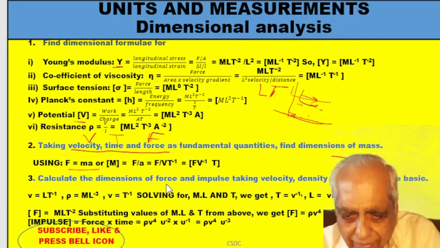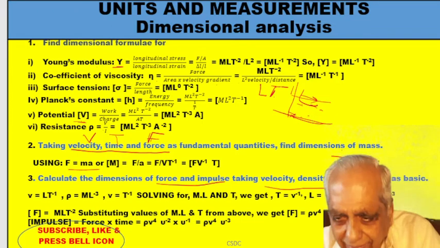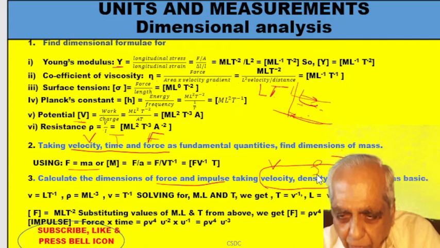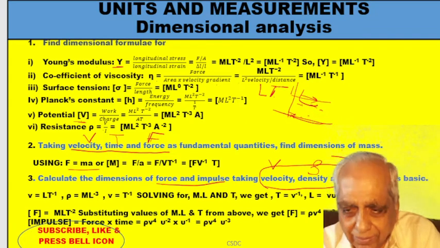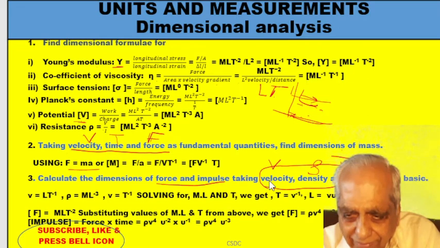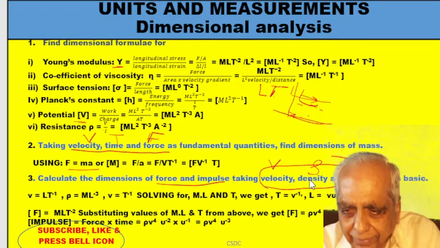Now here it says we have to find the dimension of force and impulse, and velocity, density and frequency are base. So this is my basic. Velocity is V, density is rho, frequency I have written nu. Okay. So these are my basic. Now I want to write force in terms of these. So what I will do, first I will write velocity, density and frequency.